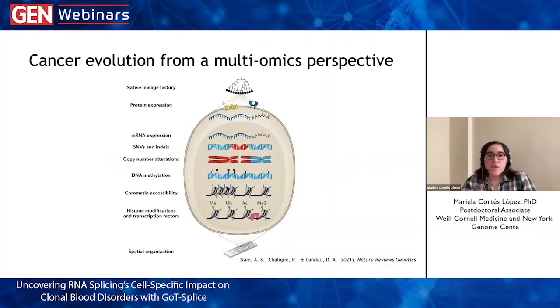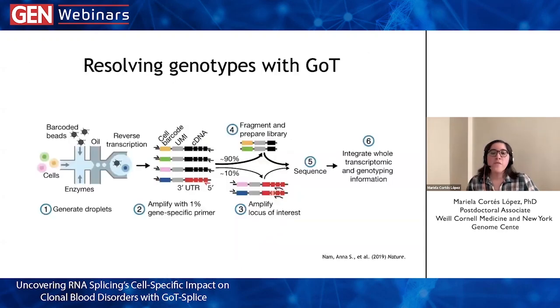So in the lab, we have been taking an approach to look at different aspects of cancer evolution using a multi-omics perspective. What we mean by that is that we look at different levels in single cells. So in this case, we focus on the cells that might have this SF3B1 mutation, but also their transcriptomes. But how do we characterize these mutations?